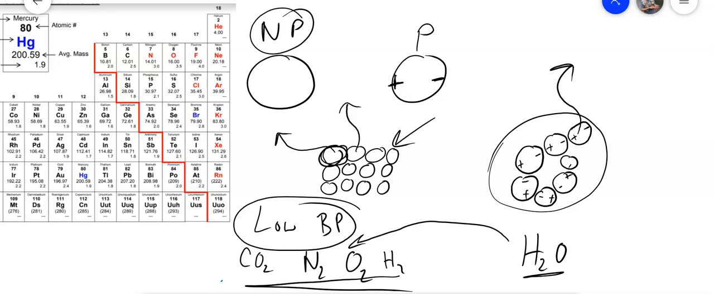And polar substances, which are like ammonia and water, are going to have a higher boiling point. That means that in general, at room temperature, they're going to be found as maybe a liquid, or sometimes as a gas as well, but a liquid or even maybe a solid compared to their nonpolar counterparts.